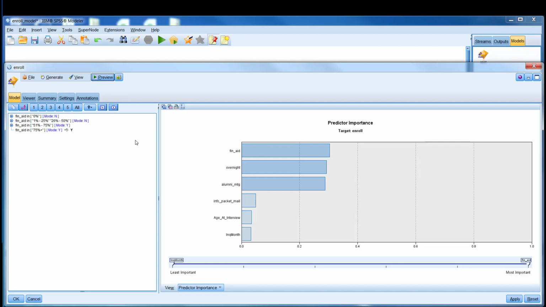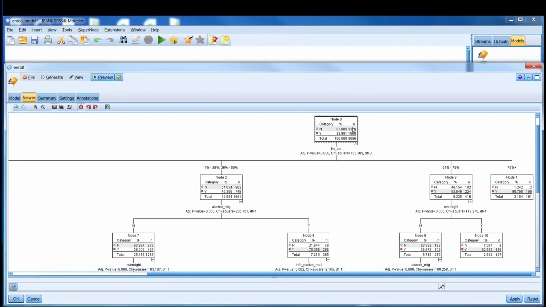Clicking inside the CHAID node, we're presented with a graph. And what this graph tells us is what is the most important predictor in determining why a student enrolls or doesn't enroll. SPSS has concluded the most important factor is financial aid, followed by an overnight stay on campus, and then followed by an alumni meeting. Now, if you recall from earlier, there were several other input fields, but these are the ones that SPSS has deemed the most important.